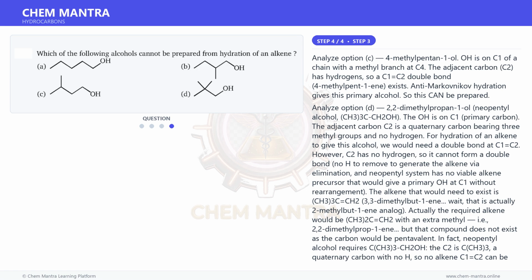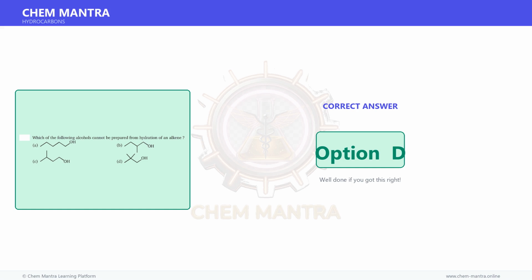Therefore, 2,2-dimethylpropan-1-ol cannot be prepared by simple hydration of an alkene. Therefore, the correct answer is option D.